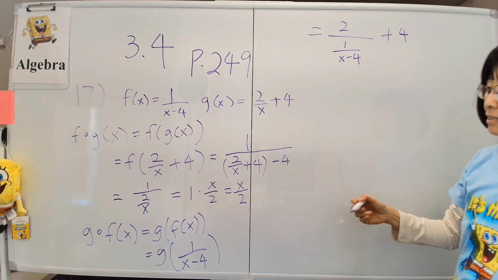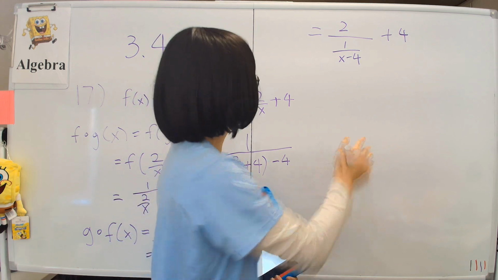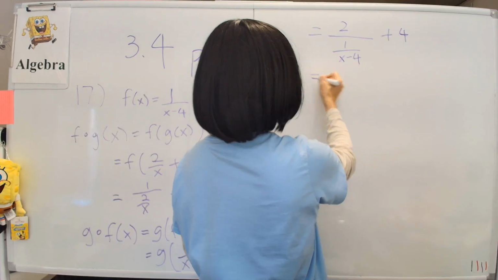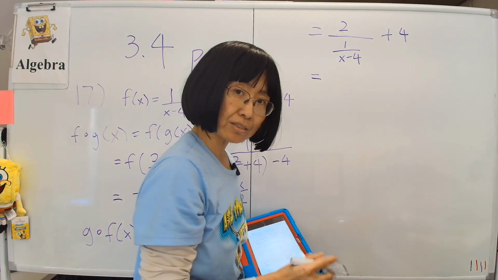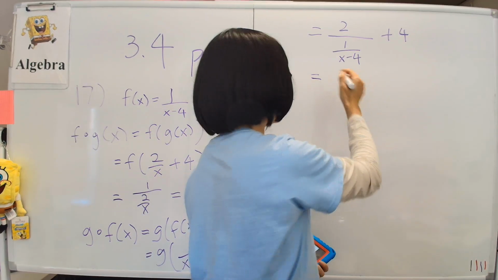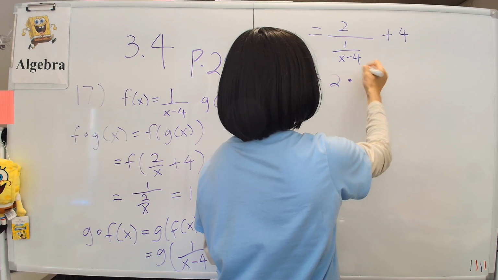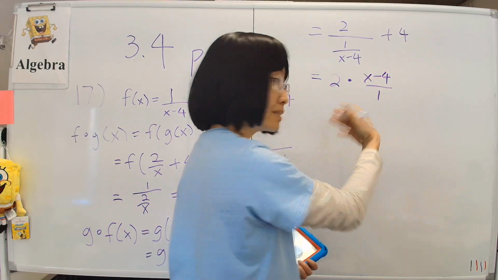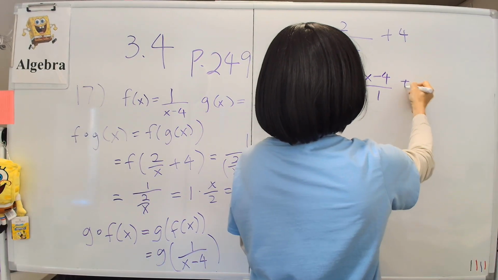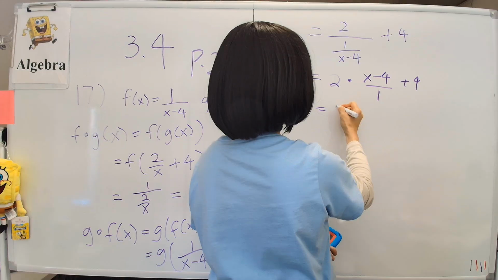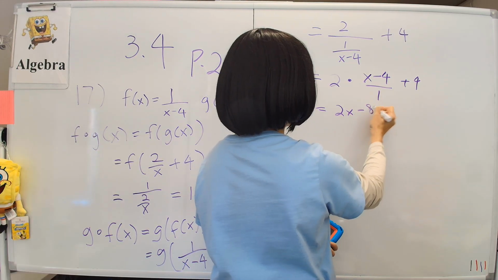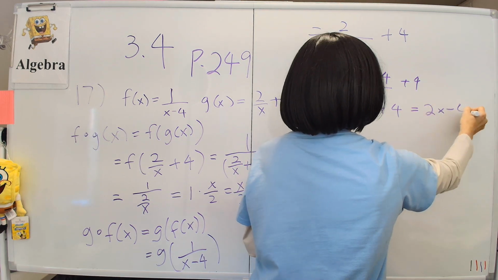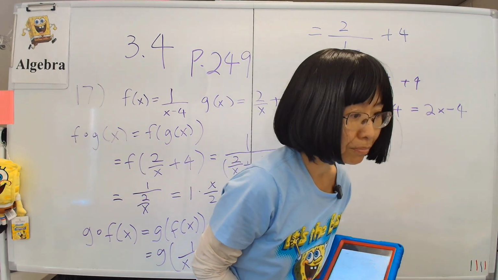And then the next step is we've got to work on that rational expression, as it's called. To do that, in this case, to divide by a fraction is to invert and multiply the fraction. So we have 2 times, invert this thing, it becomes x minus 4 over 1. Well, you can just ignore the over 1. And then plus 4, okay? So that equals 2x minus 8, and then plus 4, and so that should be equal to 2x minus 4. And that should be the answer for problem 17.